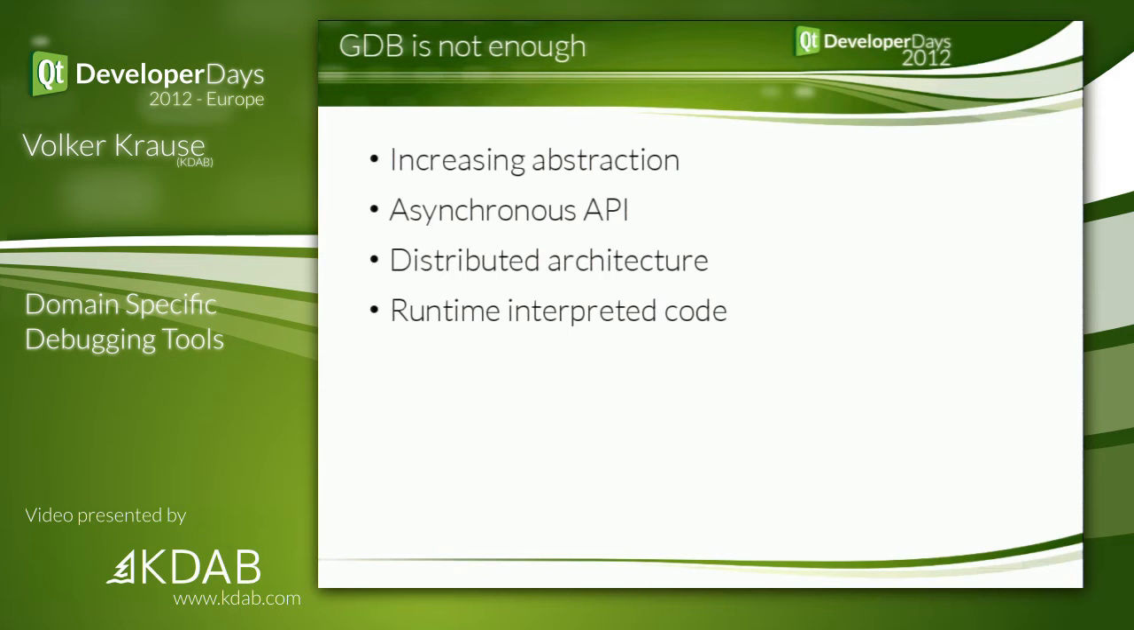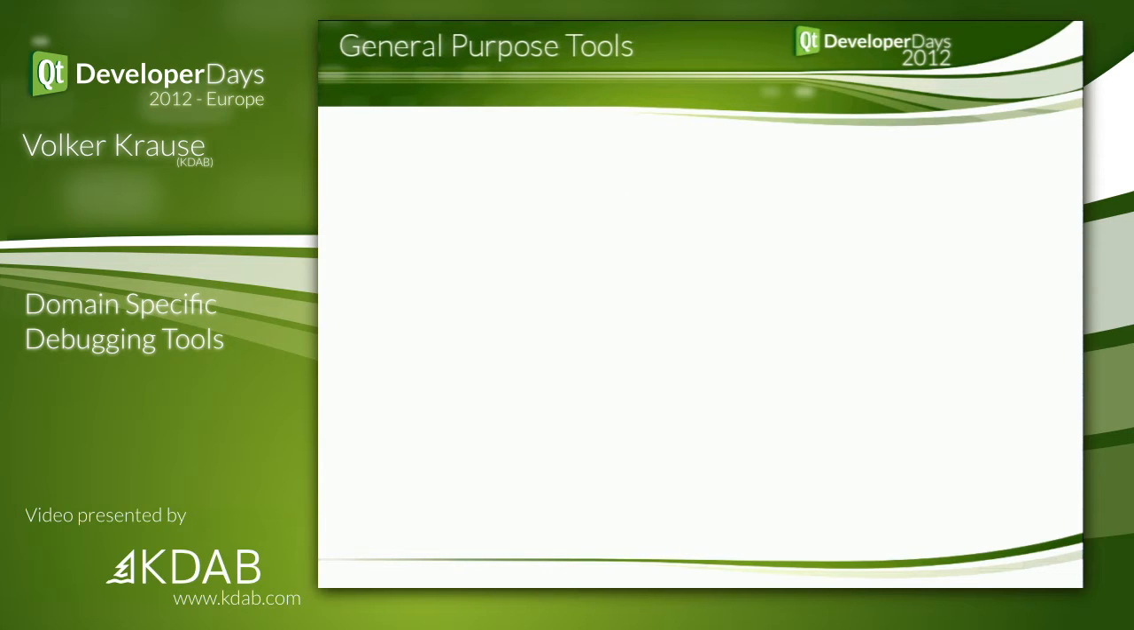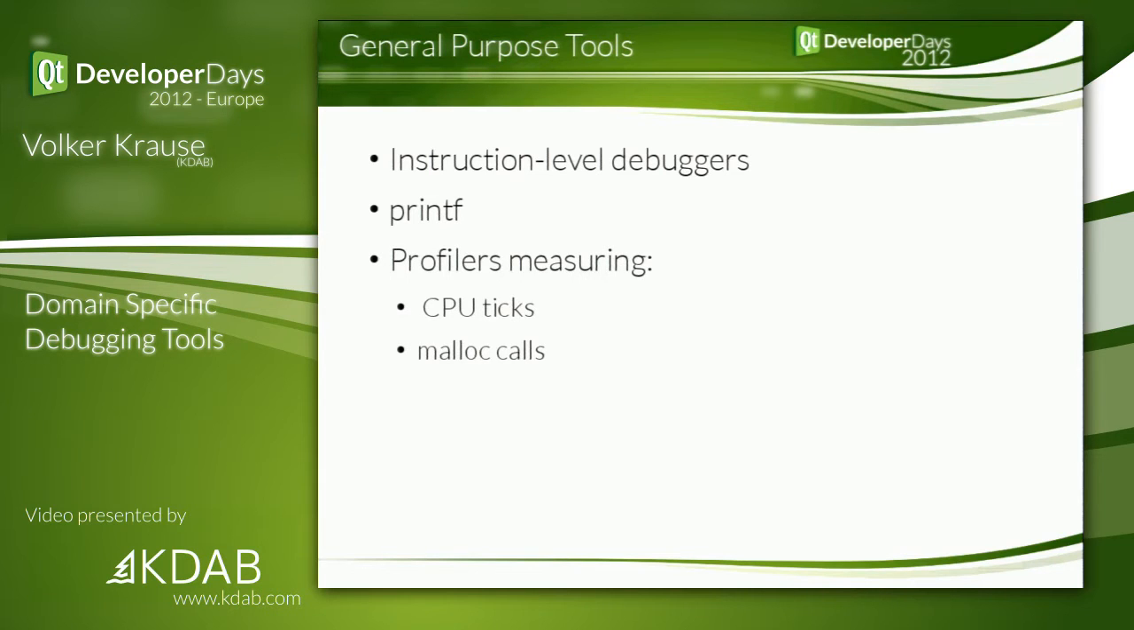And then we have stuff like QML, which is interpreted at runtime. So if I look at that with GDB, I see the interpreter, but not what's actually happening. And to make it even harder, we have just-in-time compilers. So the code I see with GDB is generated and tells me even less about where my actual problem is. So with the general tools we have, like the instruction level debuggers, the good old printf, and our profilers that measure CPU ticks or malloc calls, we are on the wrong level there. We are a bit lost in the complexity that we have in our applications today.